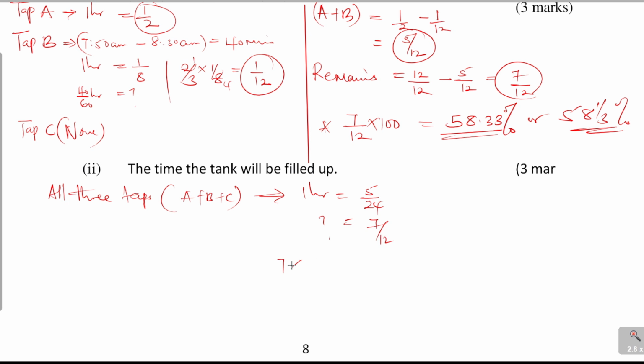7/12. So we just cross multiply: 7/12 multiplied by 1 multiplied by 24/5. So 12 into 24 is 2, this will be 14 divided by 5, 14 divided by 5 hours. This is the same as 2 and 4/5 hours. And you can give this in terms of hours and minutes. So this is 2 hours and 48 minutes. It is as simple as that.